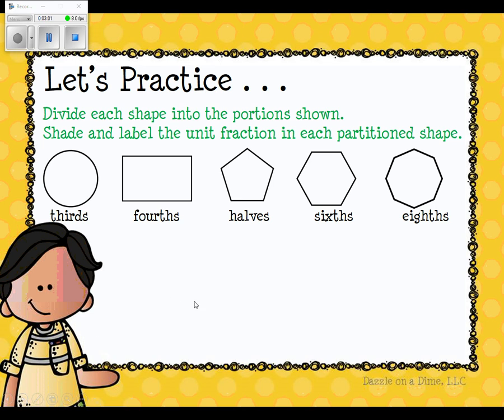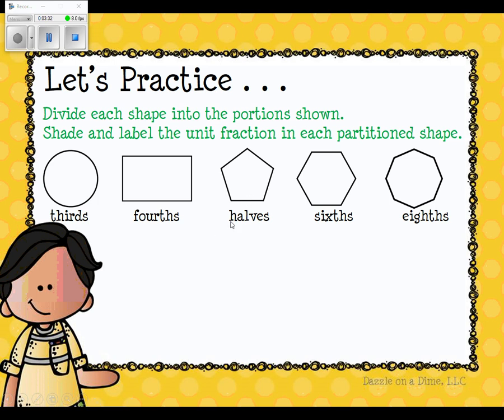So let's get out our practice packet and let's practice dividing each shape into portions shown, shade, and label the unit fraction in each partition shape. So for the circle, I want you to divide it into 3 parts. We usually do that by making a peace sign. So we come like halfway down and make a diagonal and make a diagonal. They want you to color in 1 and then put 1/3 next to it. And this one we're going to split into 4s. We're going to go like this, color in one of them, label it 1/4.